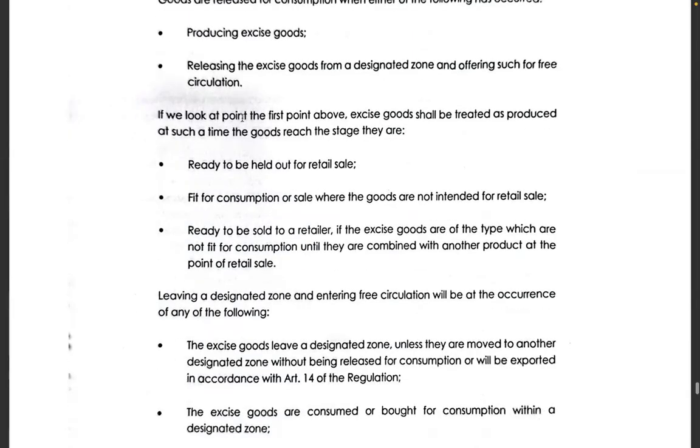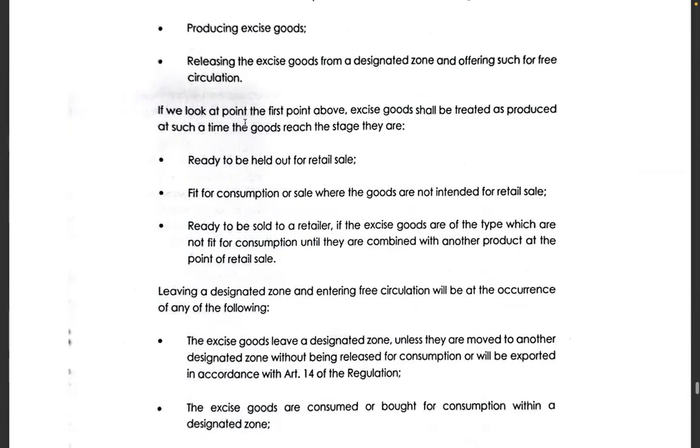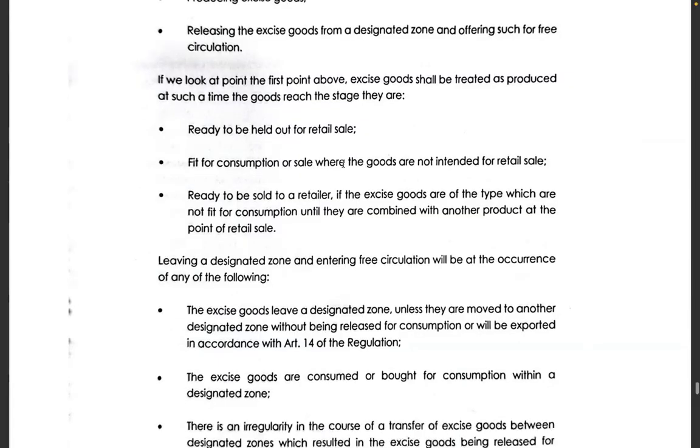If we look at the first point above, excise goods shall be treated as produced at the time the goods reach the stage where they are ready to be held out for retail sale. So the first point was producing excise goods, right? When will the goods be seen as produced? When they are ready to be held for retail sale. Or fit for consumption or sale, where the goods are not intended for retail sale.